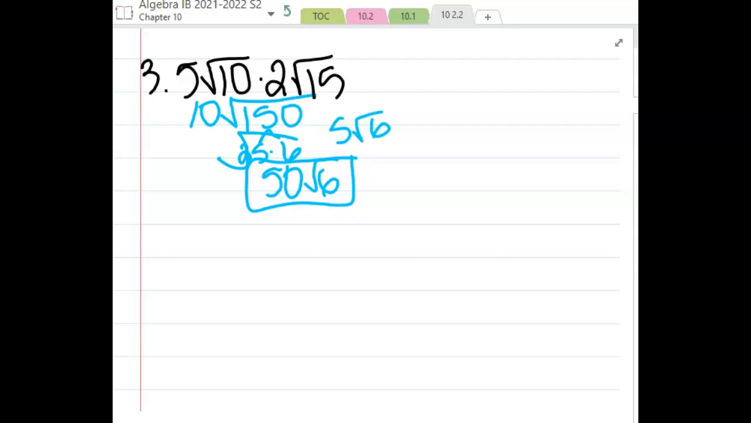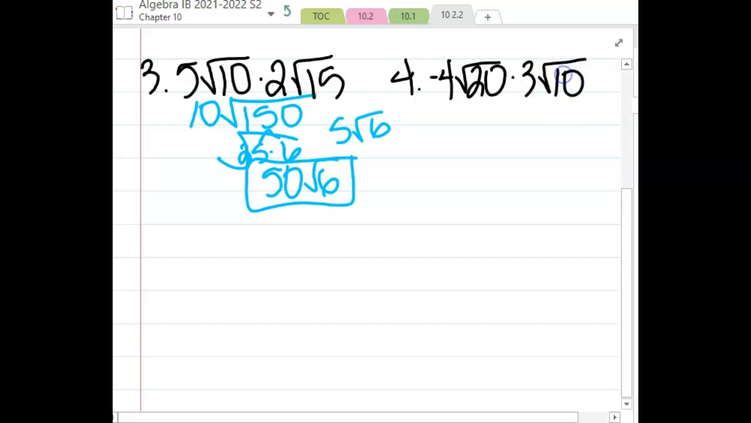Okay. Number 4, negative 4 square roots of 20 times 3 square roots of 10.